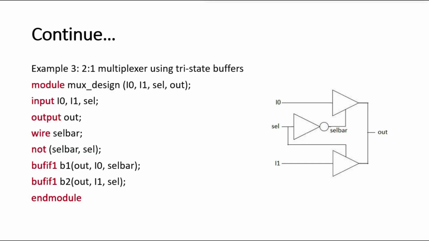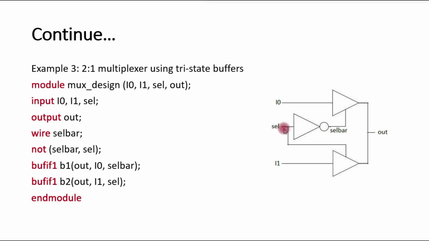An example for the use of tri-state gates. A 2-to-1 multiplexer is designed using tri-state buffers. Logic circuit is depicted here containing two data lines I0, I1, one selection line sel and one output out. For implementing 2 to 1 multiplexer circuit using tri-state buffers, we require 2 tri-state buffers. So one is this one and second one is this one. These 2 tri-state buffers are bufif1.